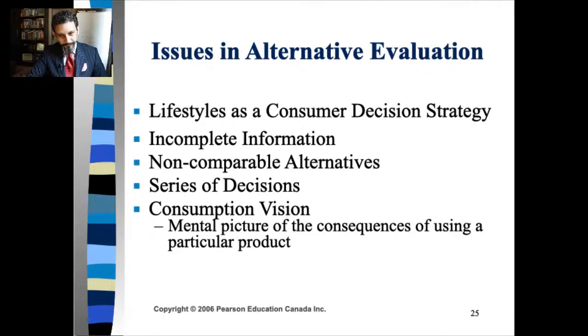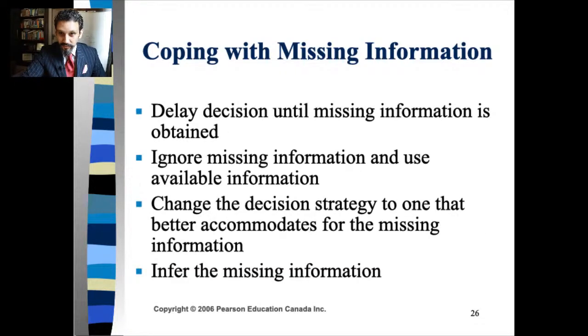If you have to make a series of decisions, it's not just one product, other products or services you have to buy as the result of this. And the consumption vision, the mental picture that you have in your mind of the consequences of using a particular product. So if you're more focused about the environment, for example, that mental picture: if I'm purchasing this product, how is that going to affect the environment? You create a mental picture in your mind about a particular product, and then the alternatives that you're choosing.